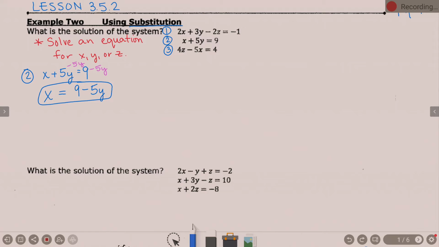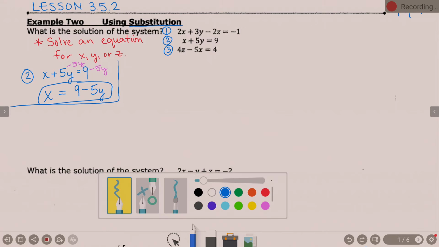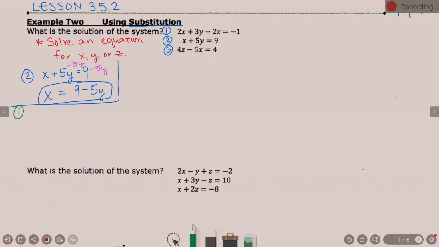So, with that in mind, shall we start with 1 first? Let's do 3. Where's the x going to go for me? Because we already did 2. Well, here's the deal. We're going to have to do both. So I'm going to go in number order, and I'm going to do 1. So, 1 originally says 2x plus 3y minus 2z equals negative 1. I'm going to write that out first.